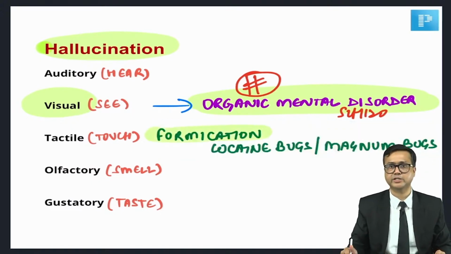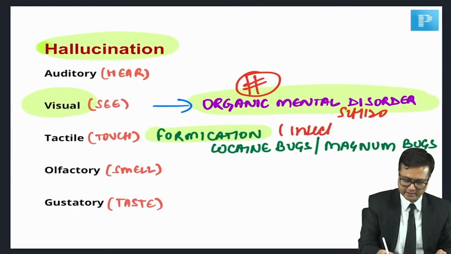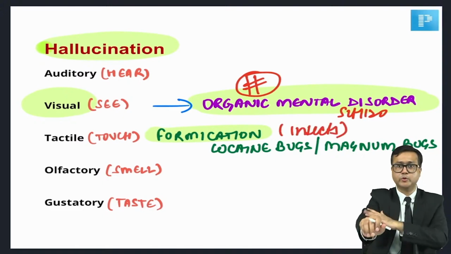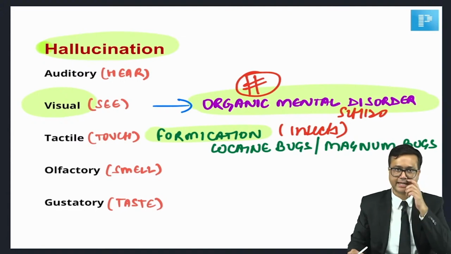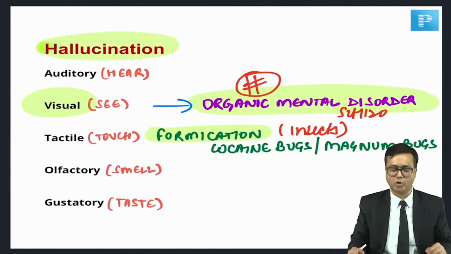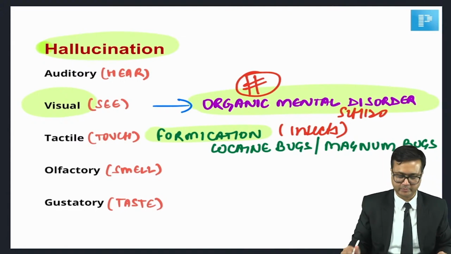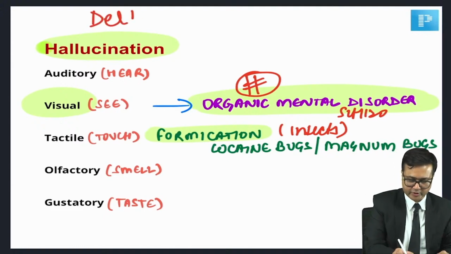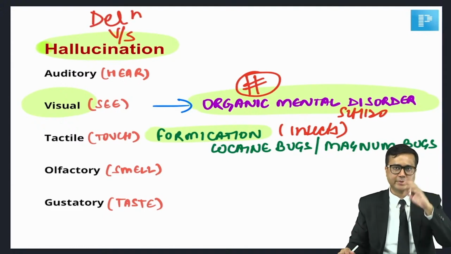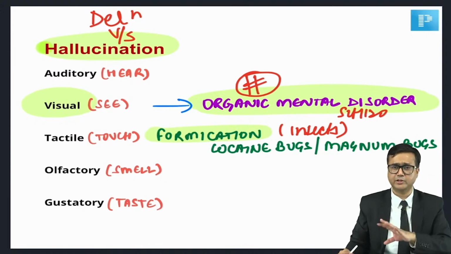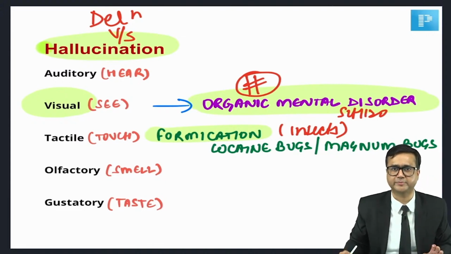Formication means that the patient reports insects crawling under the skin. So the patient is able to experience it. Somebody asked how to differentiate tactile hallucination from Ekbom syndrome. I'll discuss that. Please remember, when we differentiate between delusion versus hallucination, this is very important. Both of them are psychotic symptoms.